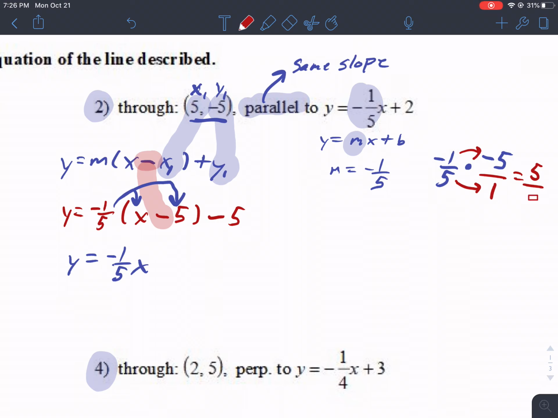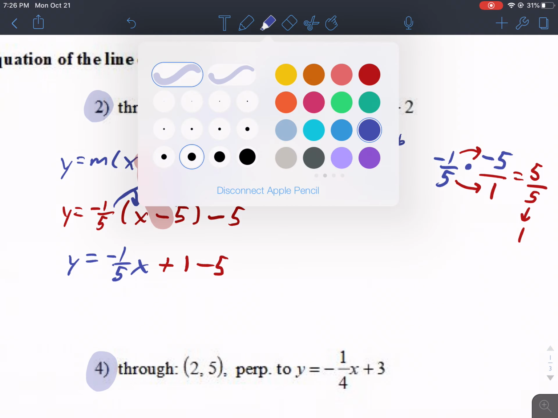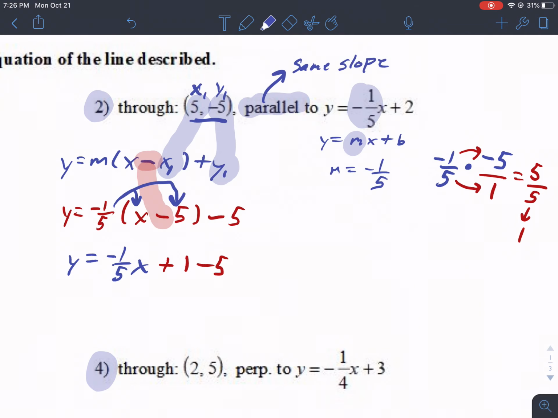So 5 divided by 5, that becomes 1. So we're going to put positive 1. Because we got a positive number, remember, negative times negative is a positive. Then you drop down that negative 5. That just goes straight down, since that's just a part of the equation.